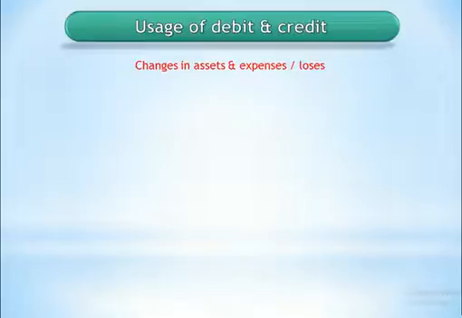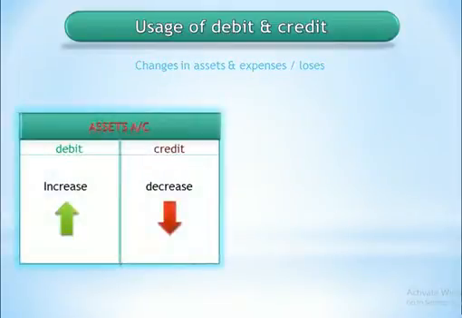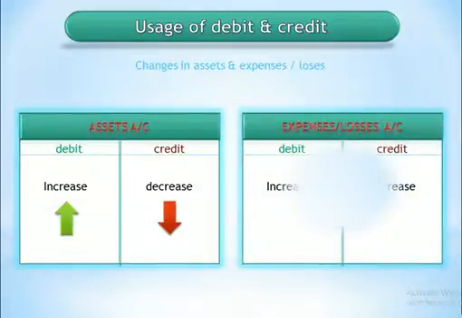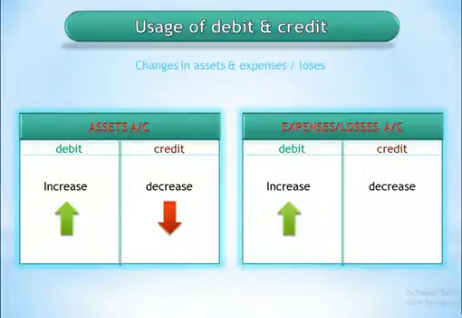Usage of debit and credit. Now I explain how to use debit and credit easily. In case of change in assets, in this account, whenever there is an increase, we should debit the account, and whenever there is a decrease, we should credit the assets account. Similarly, expenses and losses account. In this case, whenever there is an increase in expense, we should debit the expenses account. Whenever there is a decrease, credit the account.